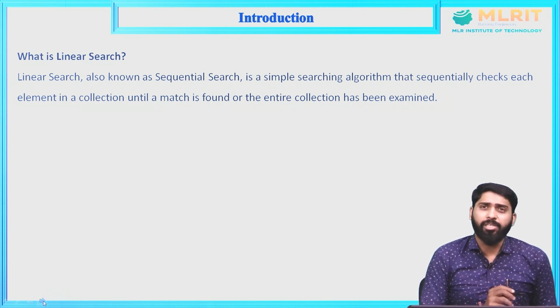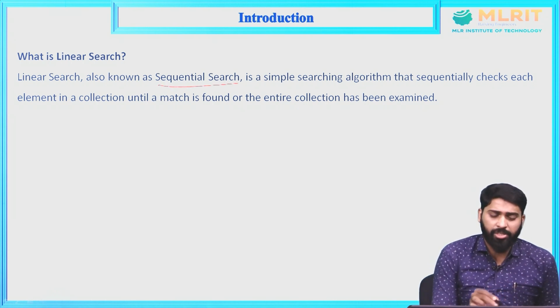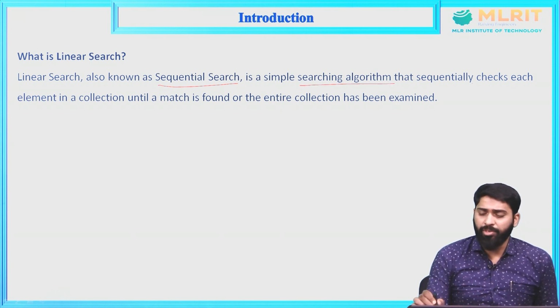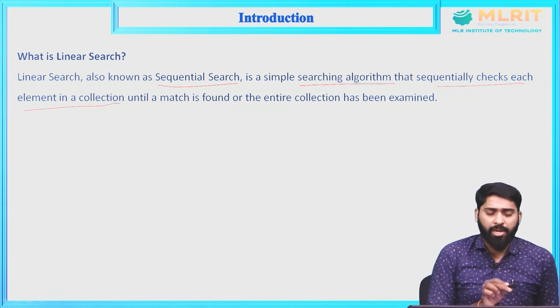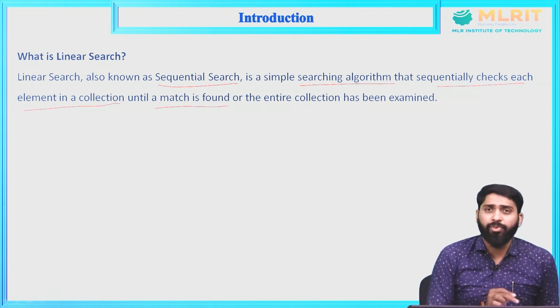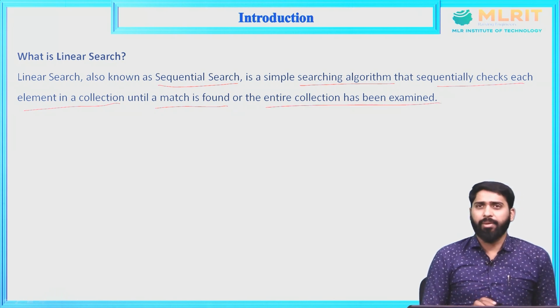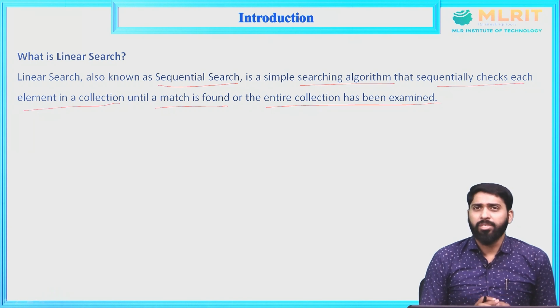Linear search, also known as sequential search, is a simple searching algorithm that sequentially checks each element in a collection until a match is found or the entire collection has been examined. Searching the elements one by one is known as linear search or sequential search.